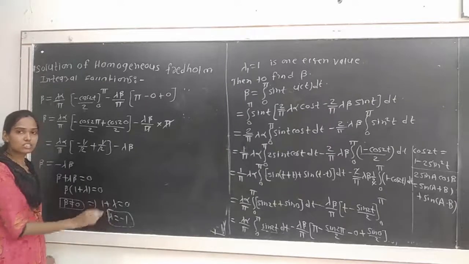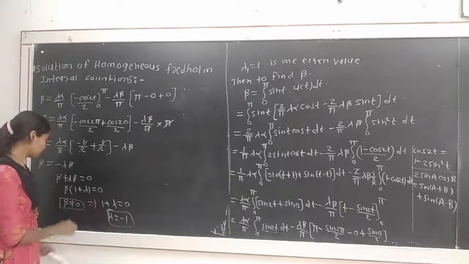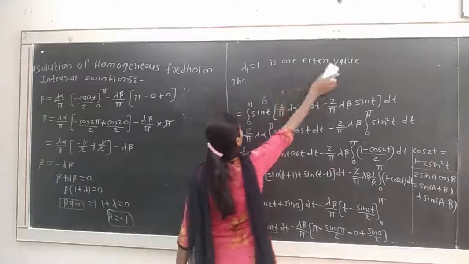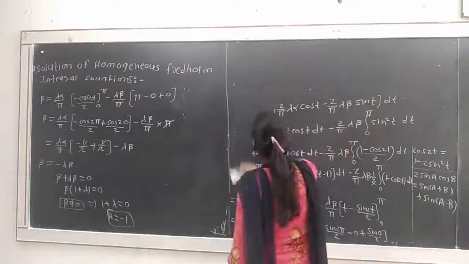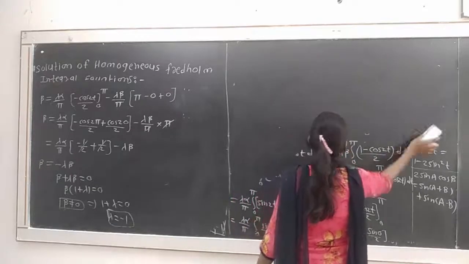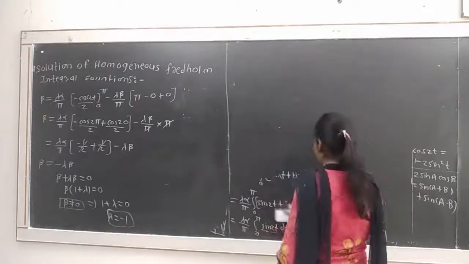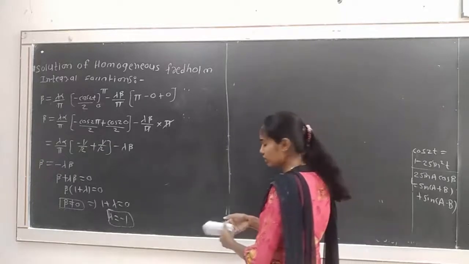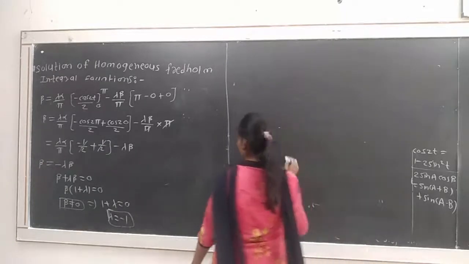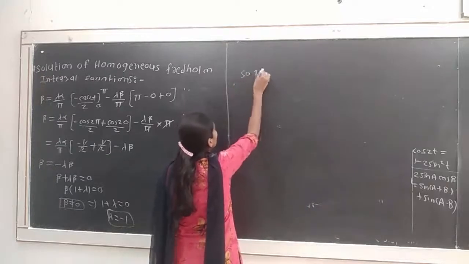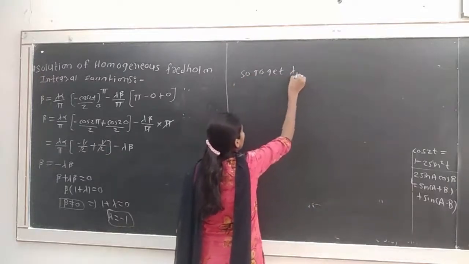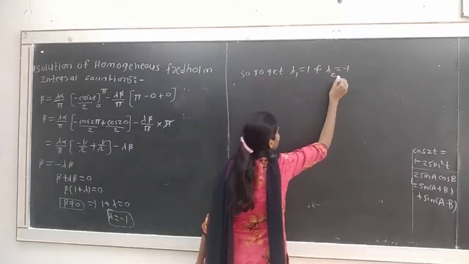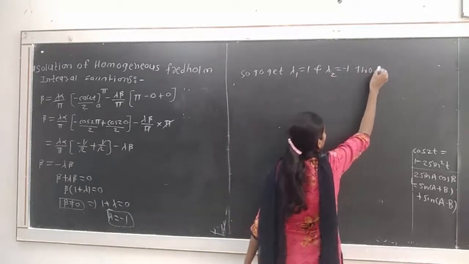This is the second eigenvalue with respect to beta. So we have lambda 1 is equal to 1 and lambda 2 is equal to minus 1. These are the two eigenvalues for the given integral equation, for the two constants alpha and beta.